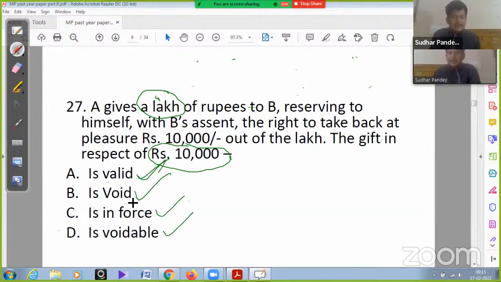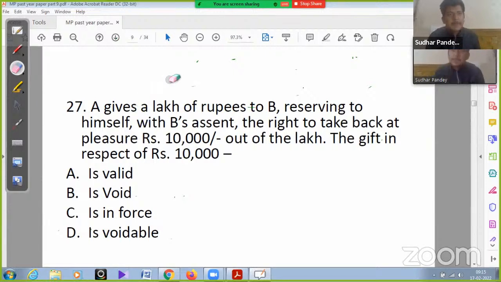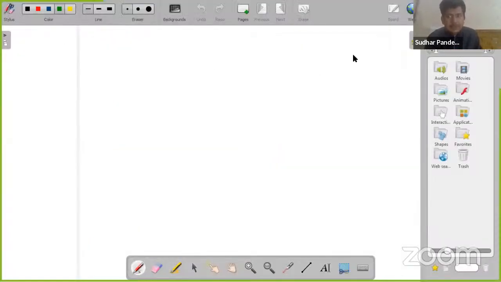What should be the correct answer for question number 27? Yes, the gift of rupees 10,000 will be void in nature. So its correct answer will be B for Bangalore. I hope it is clear to all of you, because if you read the second last chapter of the Transfer of Property Act, which talks about the transfer of property in form of gift, they simply state that a gift with the right of reserving to take back is void. So its correct answer will be your B option, that is void, right?